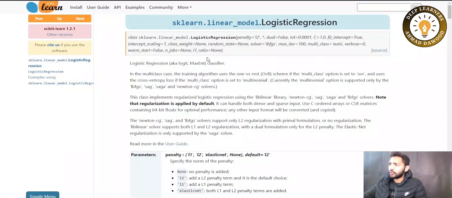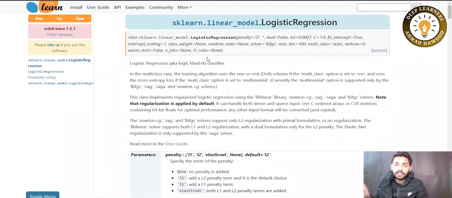If I show you here in the documentation of logistic regression, let's say you have just two independent variables and you are going to solve a binary classification problem. So you will have three parameters: one coefficient, two coefficients and one intercept. Okay, so you have just three parameters.